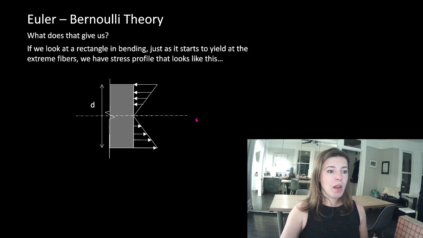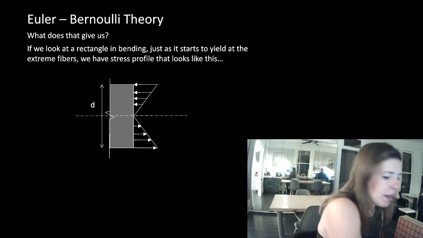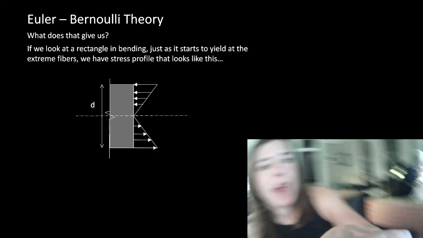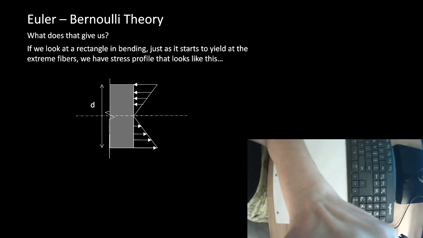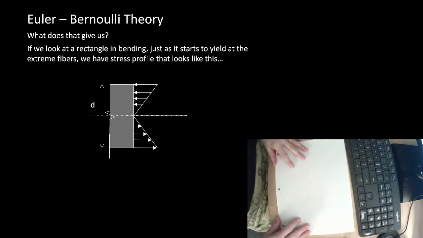Okay, I'm going to go through the process now for you. This is not a derivation you need to have memorized, but it is important that I share it with you.